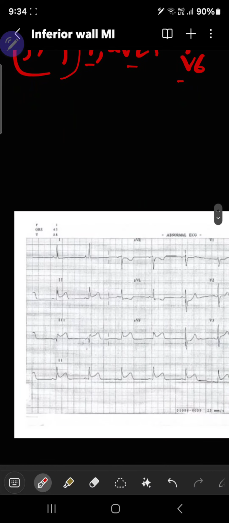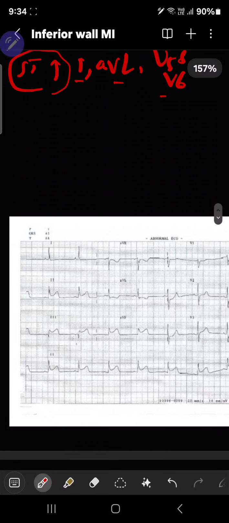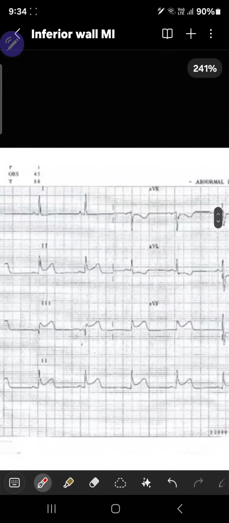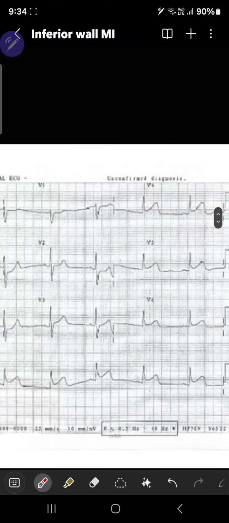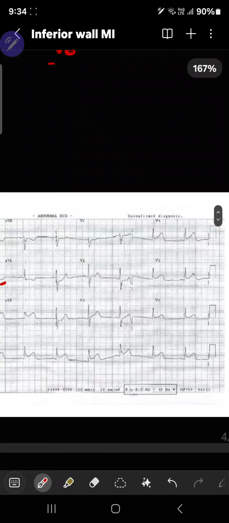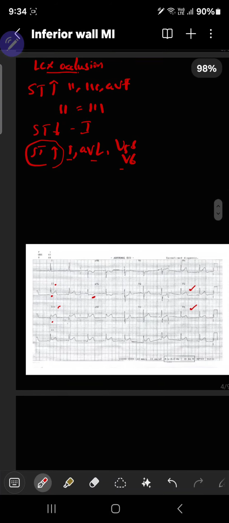And we move on to the ECG. As you can see, in lead 2 and lead 3 there is ST elevation at almost the same height, and in AVL, right, and here you can see there is ST elevation in V5 and V6, so inferolateral wall MI.